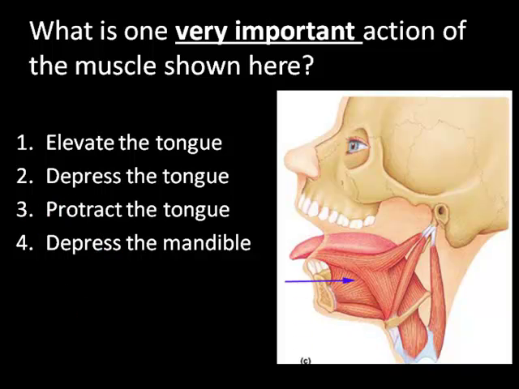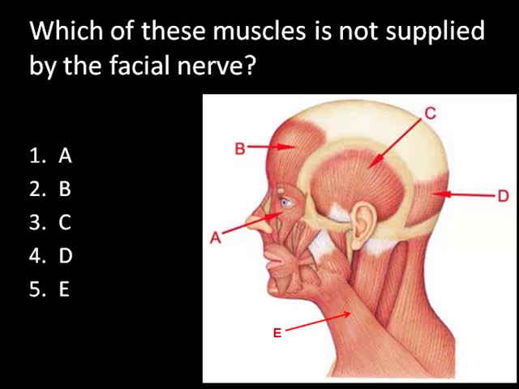Now let's look at the second question, which asks you which of these muscles is not supplied by the facial nerve. So let's look at all the muscles shown here. The first one, A, which is this circular muscle, is orbicularis oculi, because it's going around the eye, and so when it contracts, it kind of squeezes the eye shut, so it closes the eye. The second one is the frontal belly of the occipitofrontalis. So this is the frontal belly.